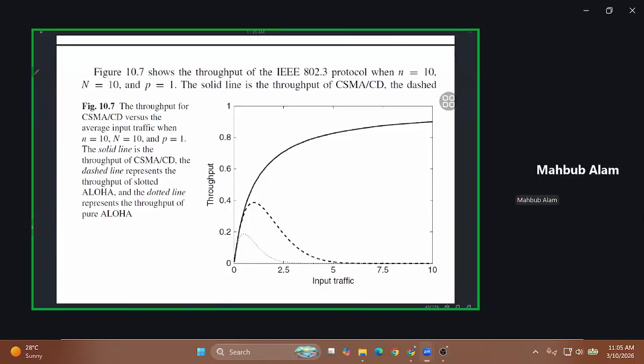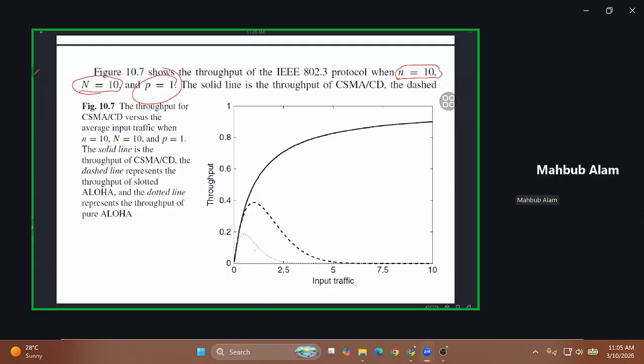Sorry, once again. If we plot this for a value of n equal to 10, that means the transmission time is n times the collision detection time, and there are n stations. We use 1-persistent with a collision detection mechanism, which eventually becomes p-persistent CSMA/CD. And what happens based on the input traffic?